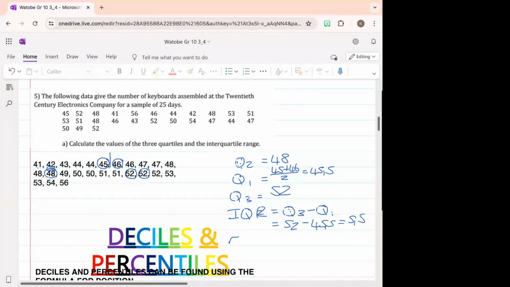Okay. Last section for tonight. We're going to look at deciles and percentiles. Now, deciles and percentiles are going to be used in finding formulas. If you're thinking of percentiles, you're thinking of percentages. If you're thinking of deciles, it's the same thing as percentages, except instead of putting it over 100, we're going to put it over 10.